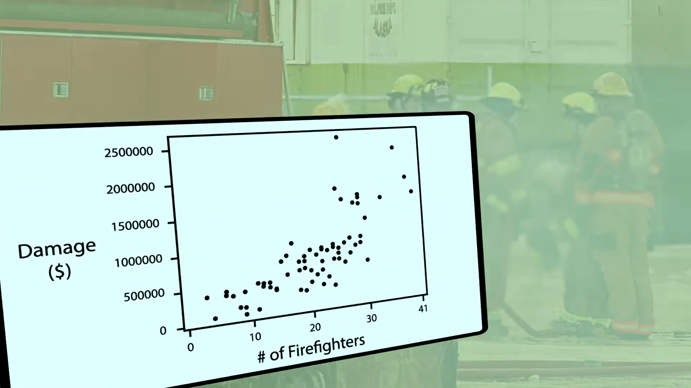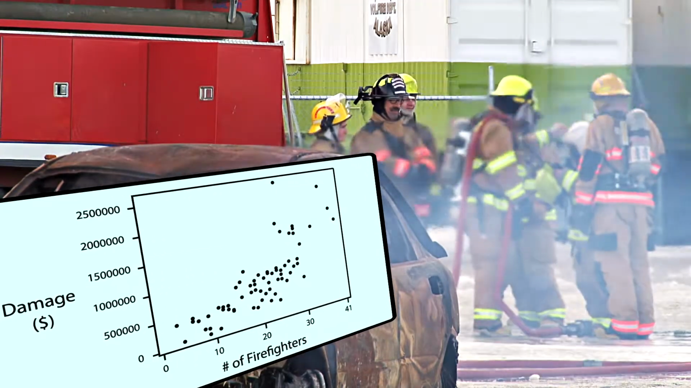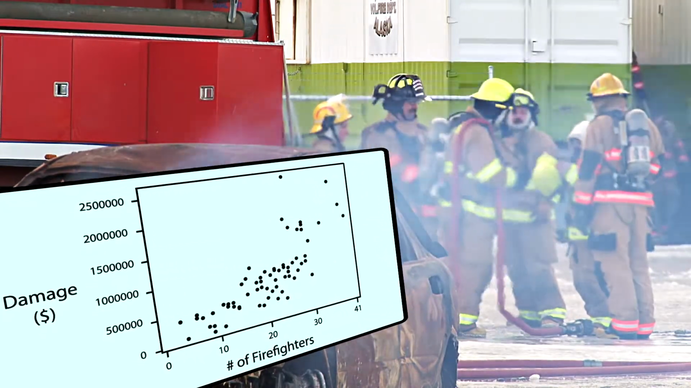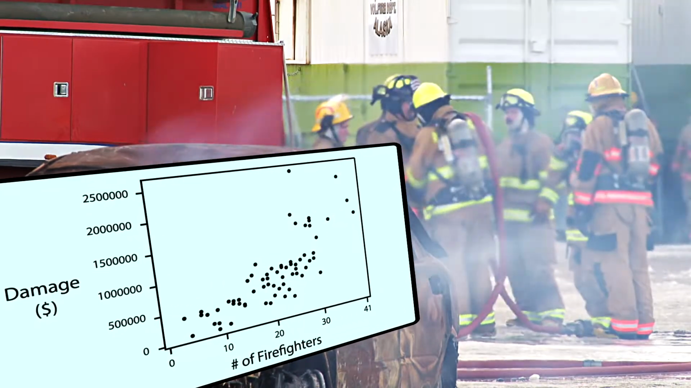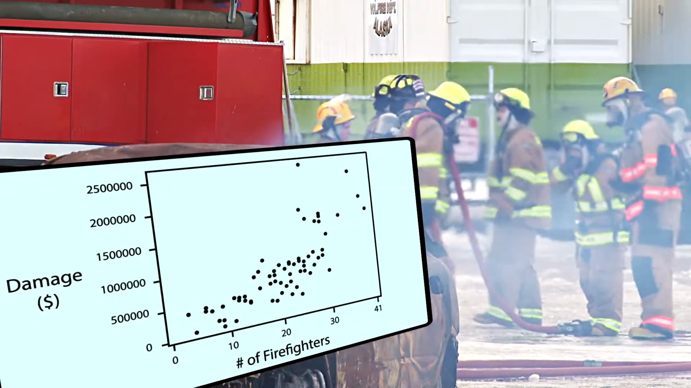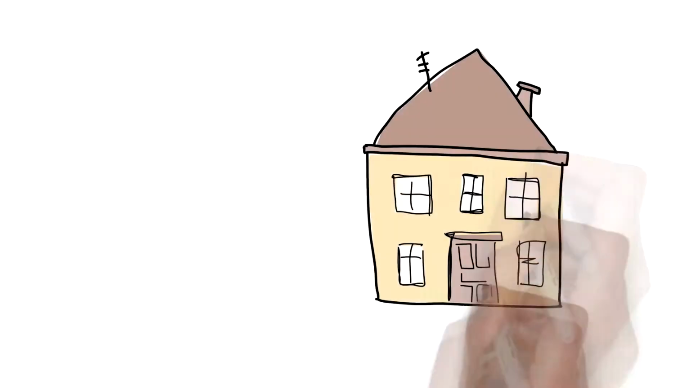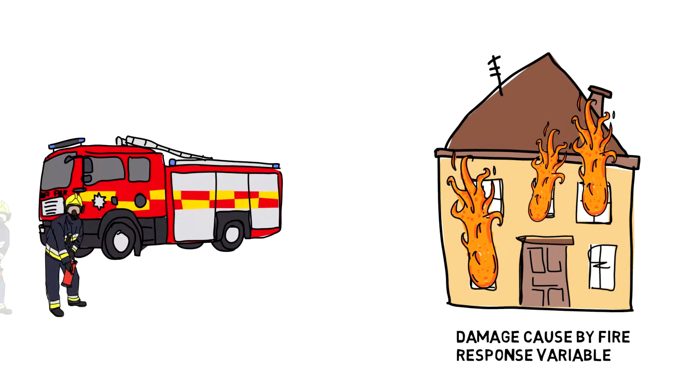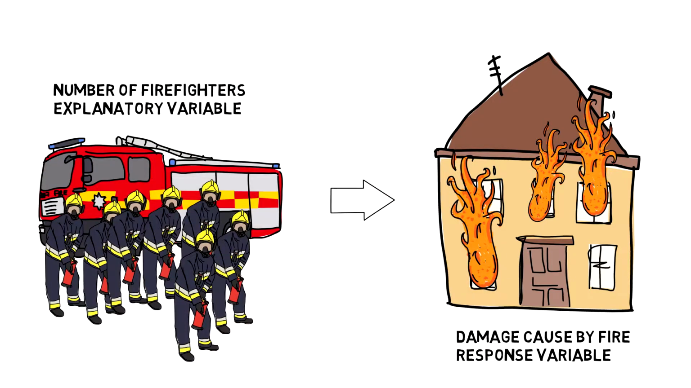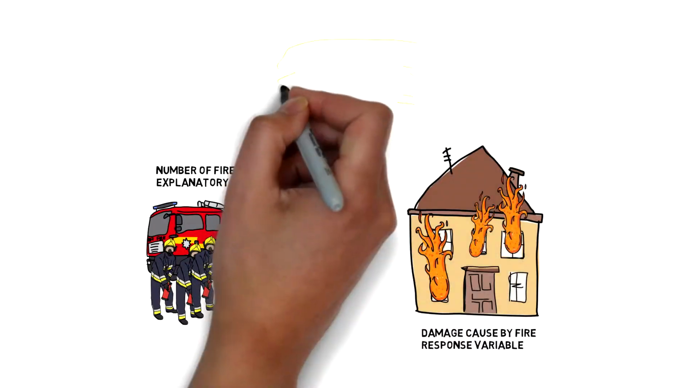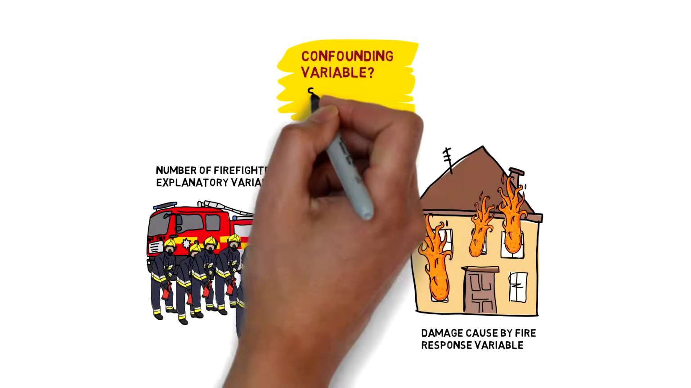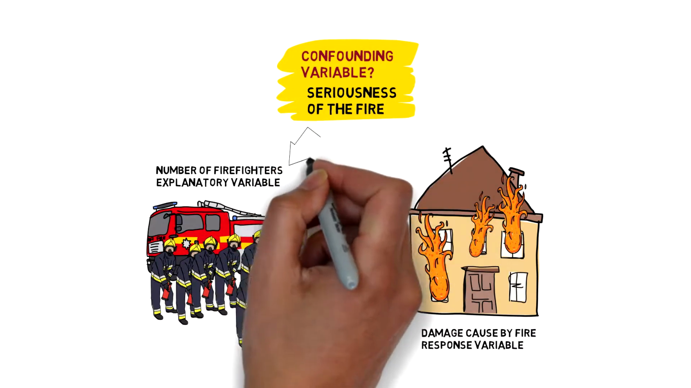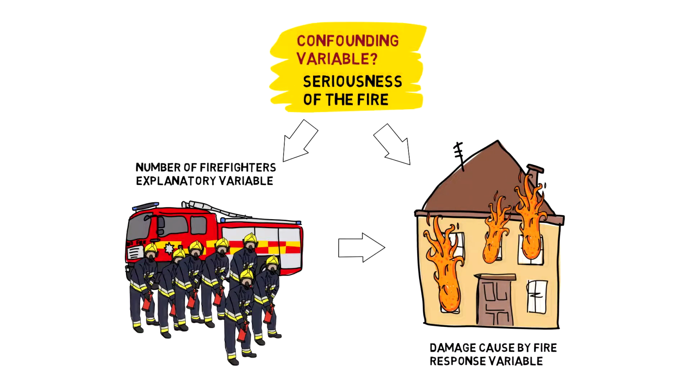Would it then be reasonable to conclude that sending more firefighters to a fire causes more damage, or that the city should send fewer firefighters to a fire in order to decrease the amount of damage done by the fire? Of course not. So what's going on here? There is a third variable in the background, the seriousness of the fire, that's responsible for the observed relationship. More serious fires require more firefighters and also cause more damage. This model will help you visualize this situation. The seriousness of the fire is a confounding variable.